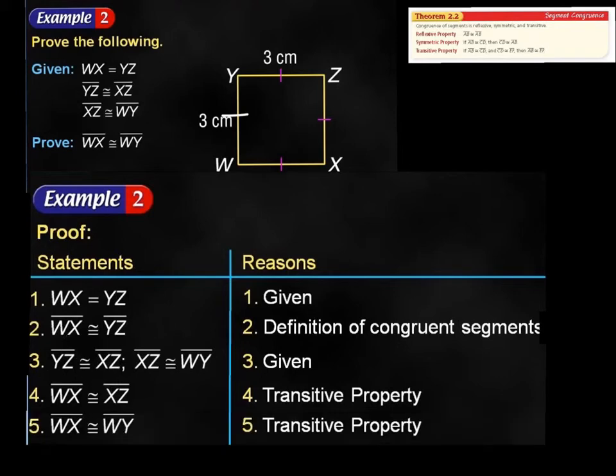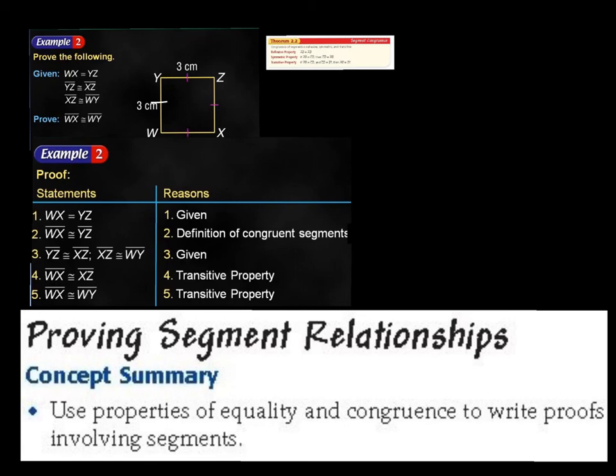And still using that given from step 3 there, if WX is congruent to XZ, and XZ is congruent to YW, so now WX is congruent to YW by the transitive property again. We use properties of equality and congruence to write proofs involving segments.